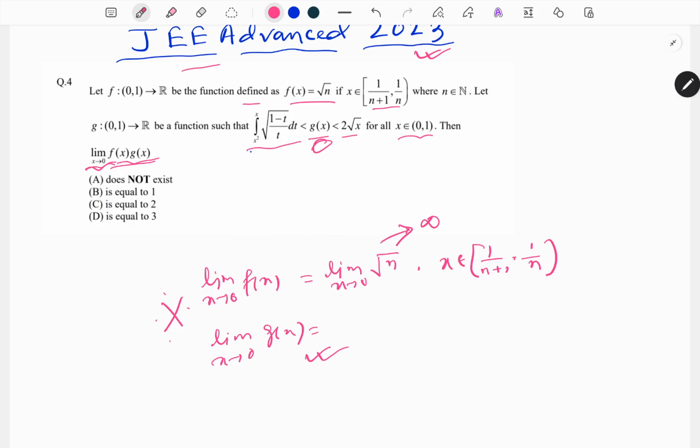What can we use? See here, g(x) is given in terms of an inequality, so now we will try to find f(x) in terms of an inequality, so that we can multiply f(x) and g(x) and then apply the sandwich theorem. We will try to find the range of f(x) in terms of x. So here, given 1/(n+1) ≤ x < 1/n.